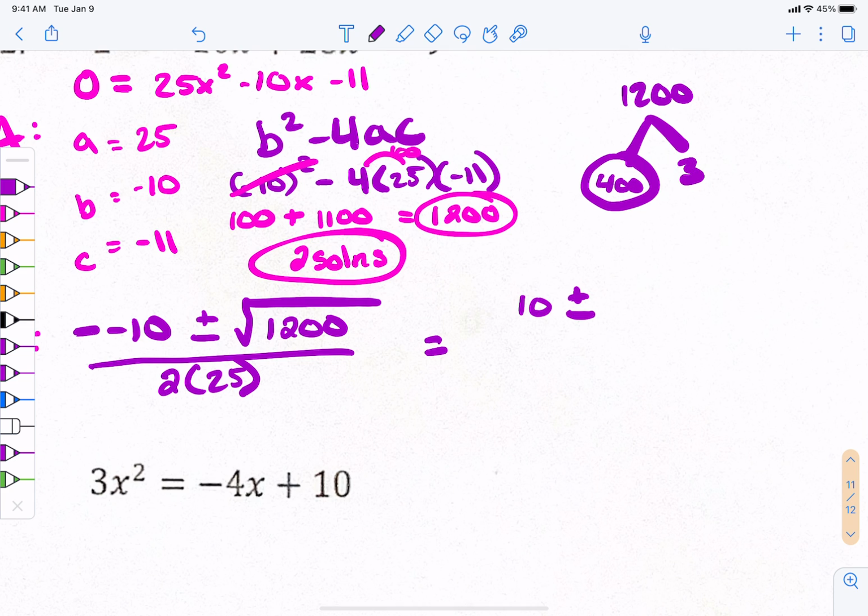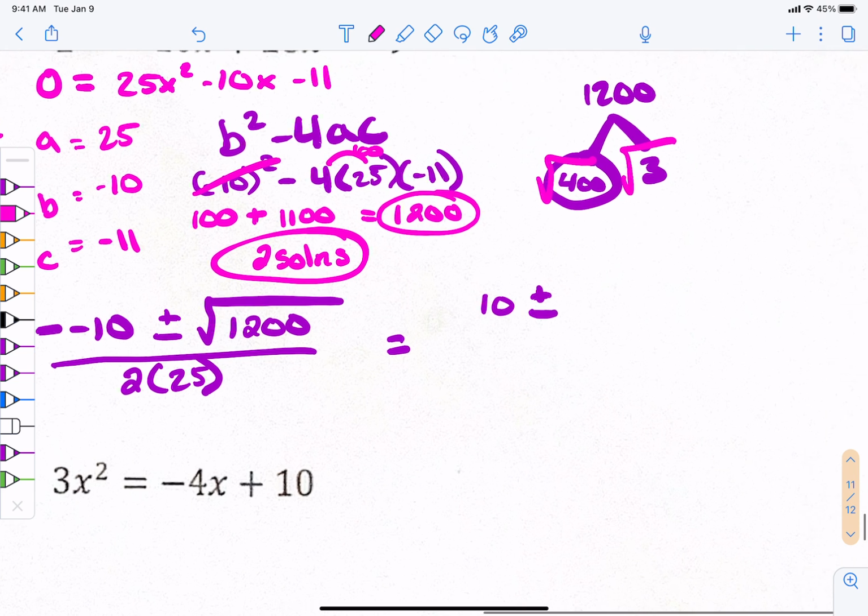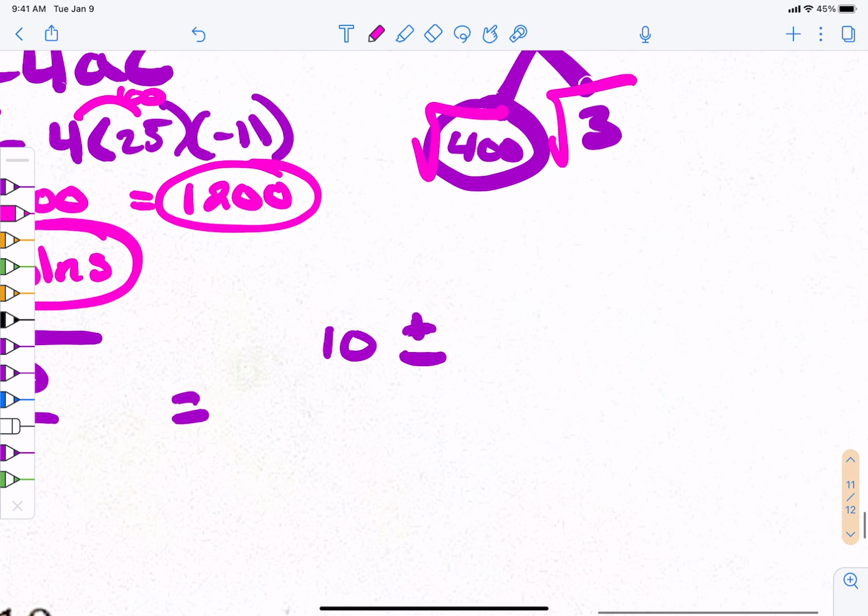Why do you have to break it down? Because it's more proper to break it down, and you're going to have to be a big kid next year and do these broken down. What's the square root of 400? What times itself will give you 400?